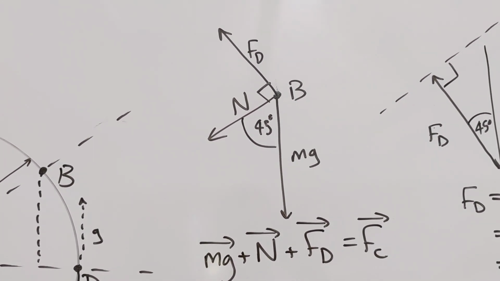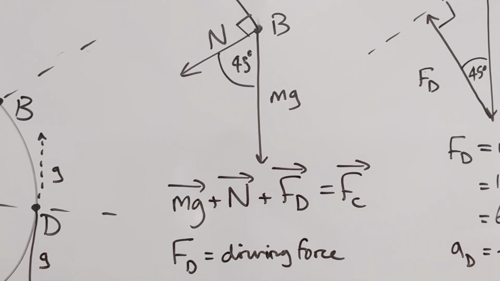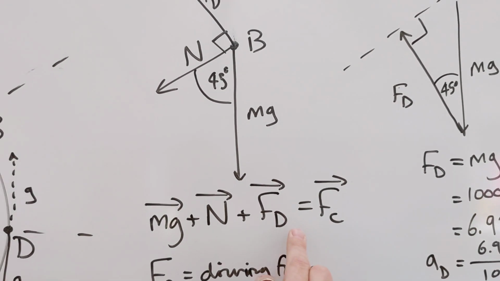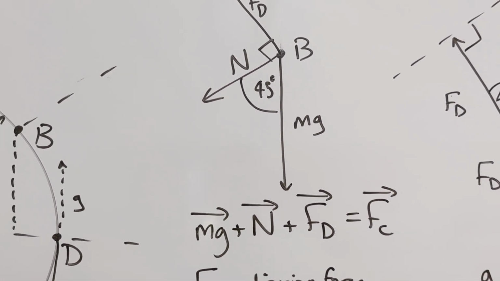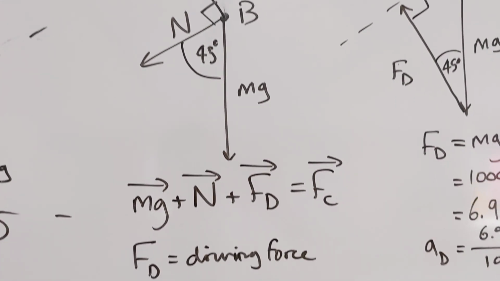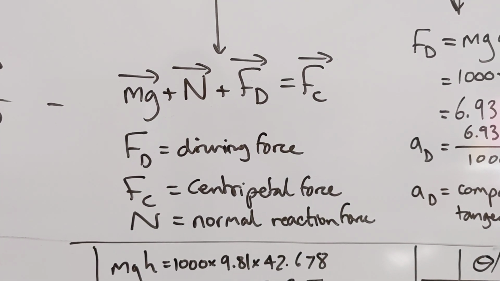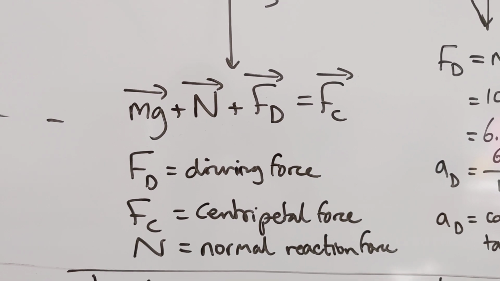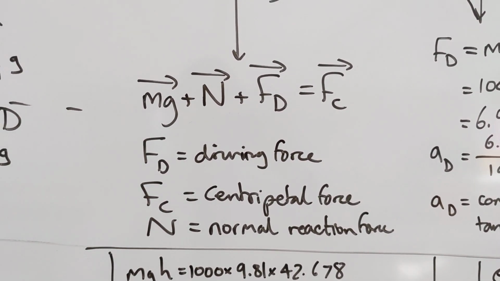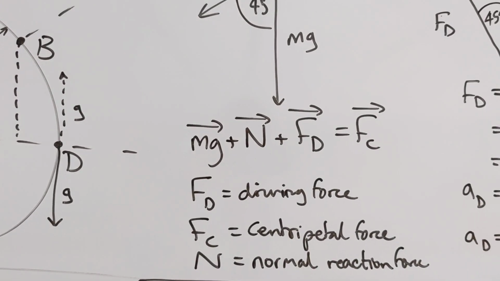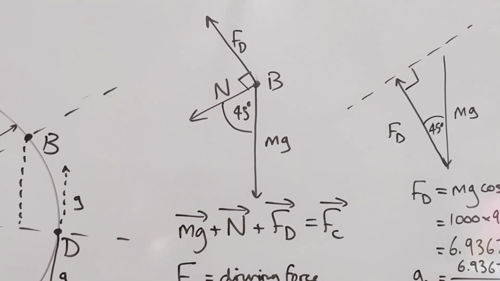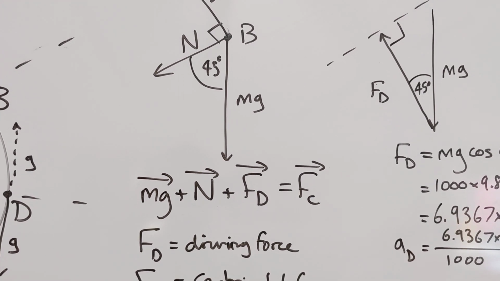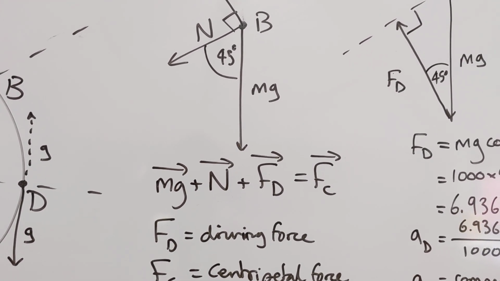So what do we do next? Well, we know that the centripetal force is the vector sum of these three vectors. And I've put a little arrow over the top to indicate that it's a vector sum. And I've defined these three vectors here. Driving force, that could be the braking force, it's just what the car is doing. Centripetal force and normal reaction force. Fine. Well, what we know is that the normal reaction force is always going to be in the same direction as the centripetal force. Always, always, always.